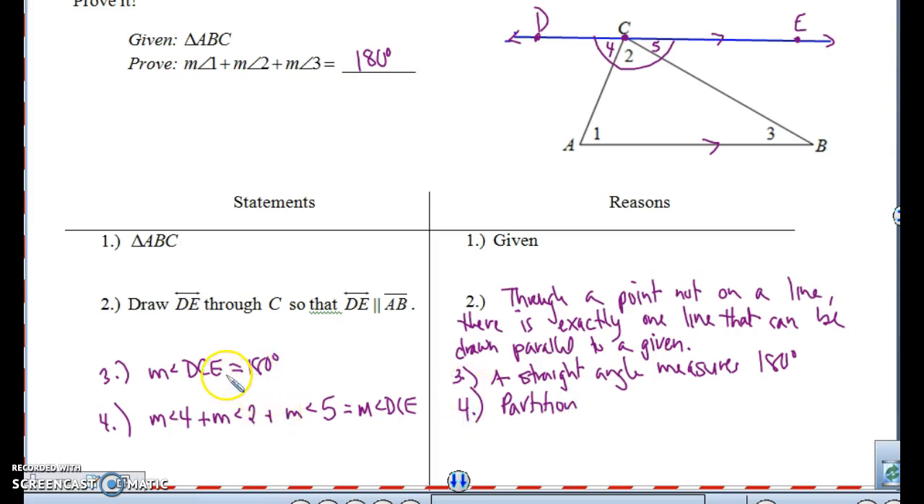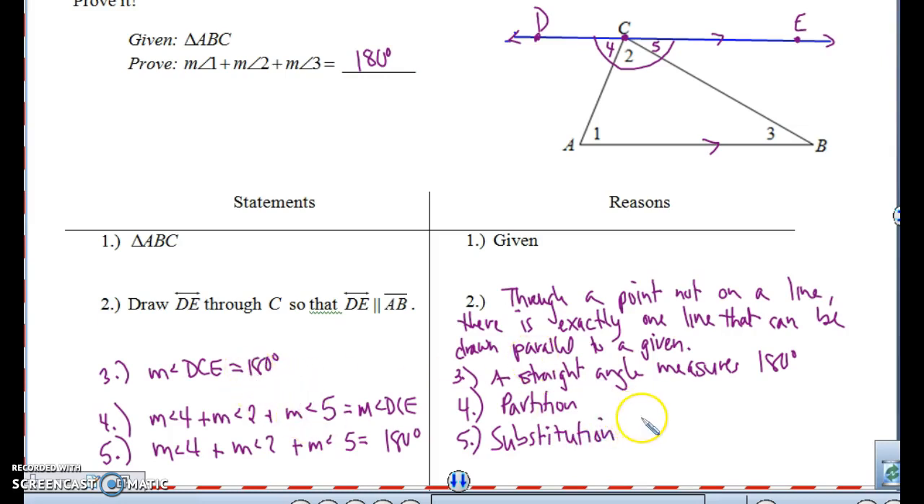Now, if we know that DCE is 180, couldn't we use substitution here? So we can say the measure of angle 4 plus the measure of angle 2 plus the measure of angle 5 is equal to 180. And that's just by substitution. So we're taking 180 and plugging it in for DCE. So we're using substitution in statement 3 into statement 4. So this goes in here to get this. Now, we have 4, 2, and 5 add up to 180.